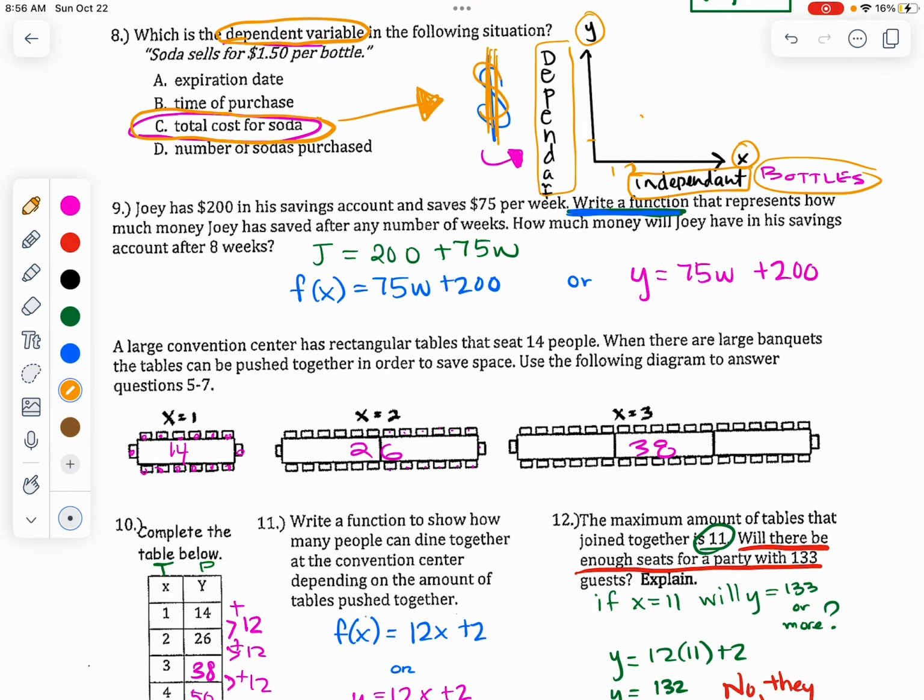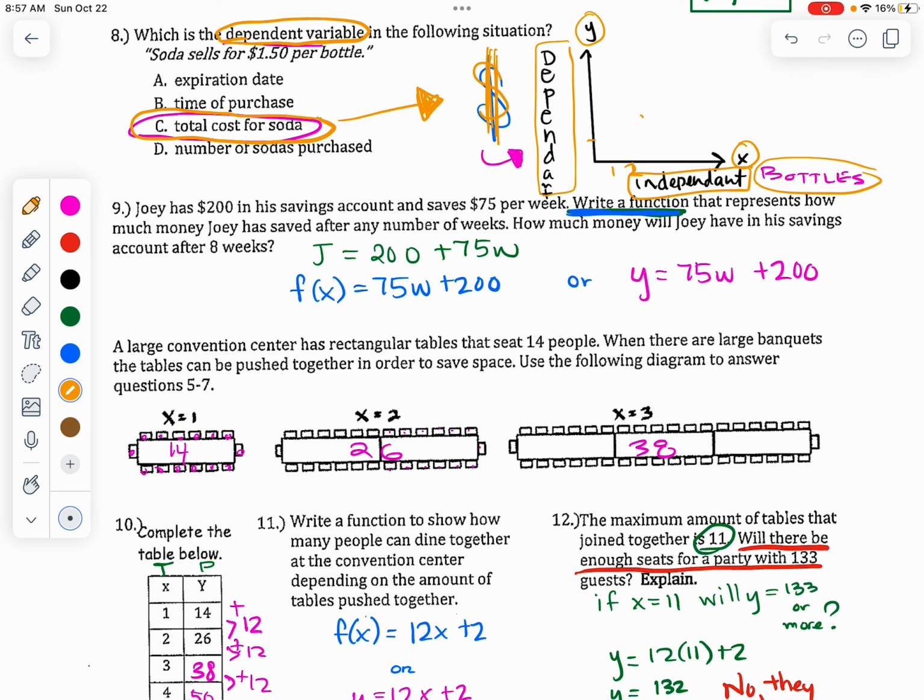Number 9, Joey has $200 in his savings account and he saved $75 per week. Now we have done these every single chapter. In chapter 1, we found when somebody was equal to somebody else. And then we found in chapter 2 when one had more than the other. Now we're just realizing that this is the same thing as writing a function rule.